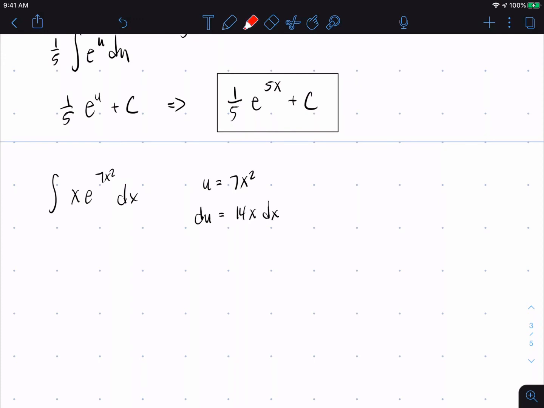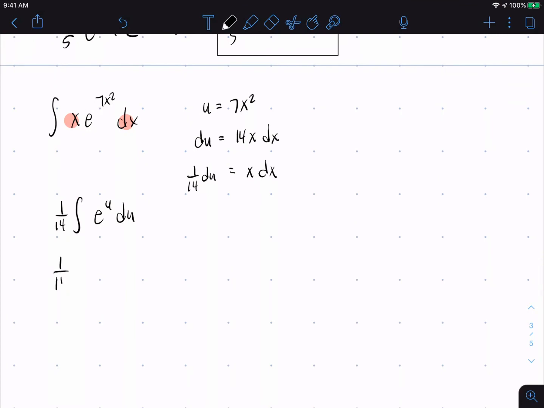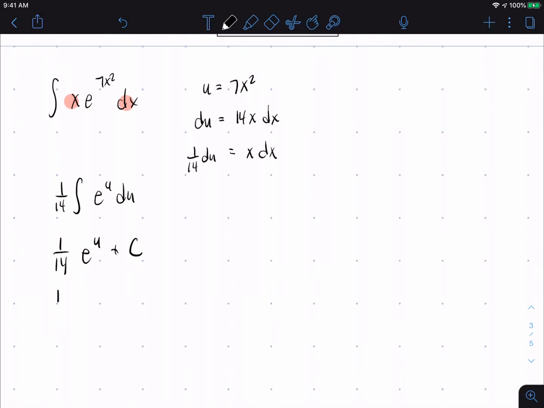But if we notice, it's x and dx that we're trying to get for our product. So I'm going to go 1 over 14 du is x dx. So we have that now. So I'm going to go 1 over 14 integral of e to the u du, which is going to give us 1 over 14 e to the u plus some constant c. And we know what our u is now, so it's going to be 1 over 14 e to the 7x squared plus c is our answer.